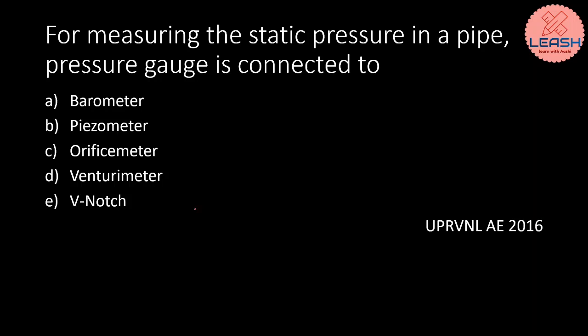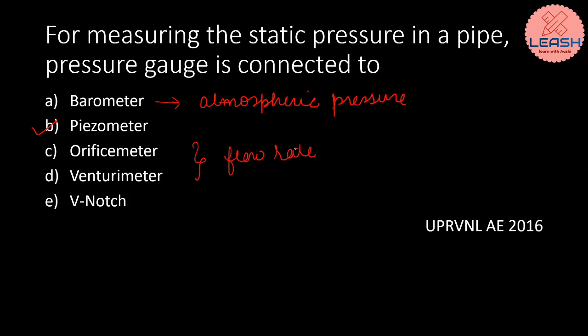Now, let's look at the next question. For measuring the static pressure in a pipe, the pressure gauge is connected to. Whenever we have to measure the static pressure in a pipe, we use a piezometer. Now, what is a barometer? A barometer measures the atmospheric pressure at any location. Orifice meter and venturimeter are used to measure the flow rate in a pipeline.